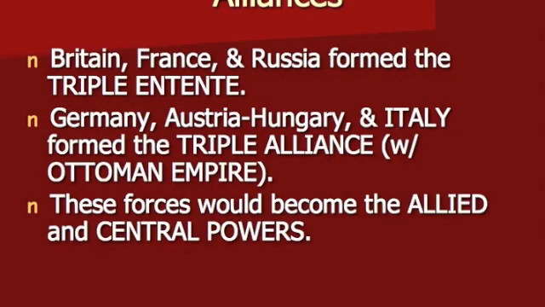You want to know these 2 basic alliances. You have the Triple Entente, which rhymes with croissant, which is how you know it's the one with France: Britain, France, and Russia. And then the Triple Alliance was Germany, Austria-Hungary, and Italy.